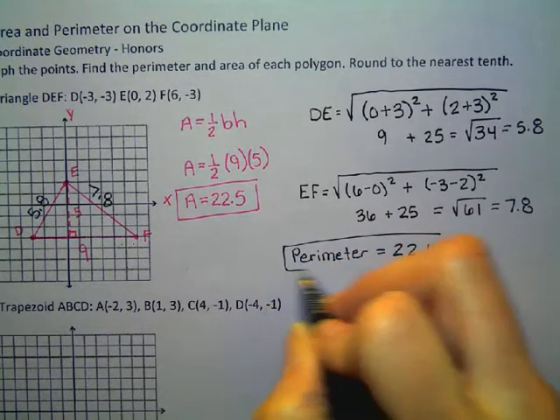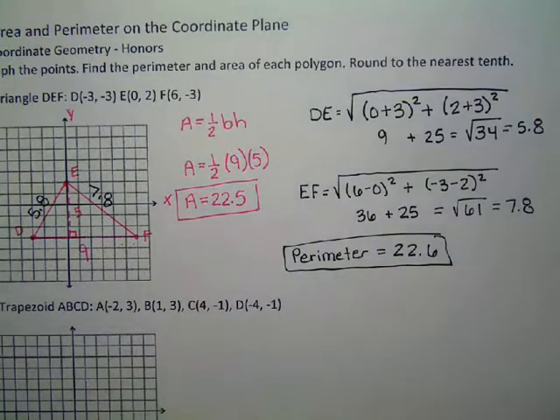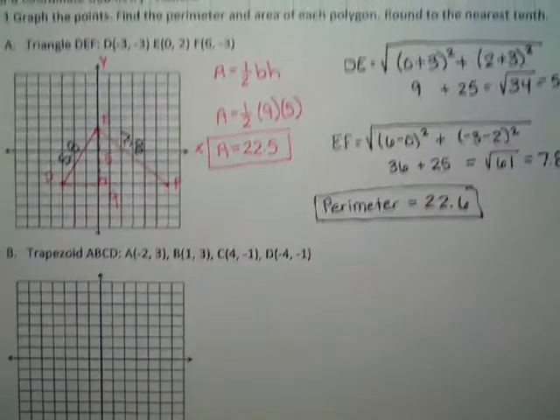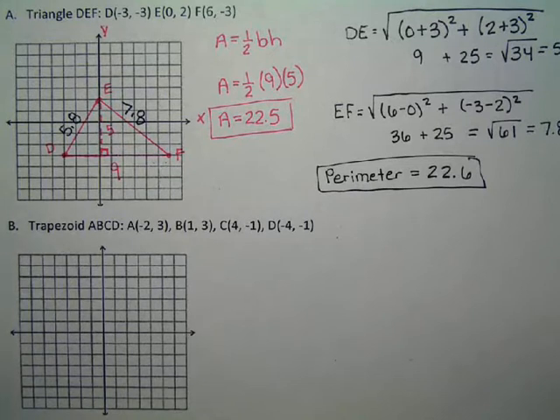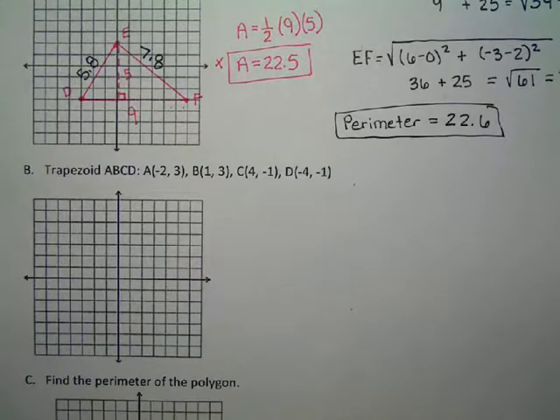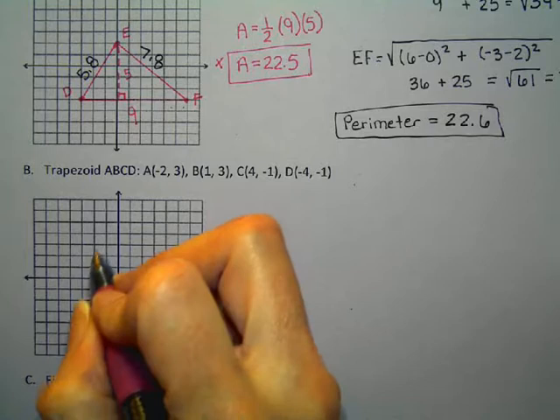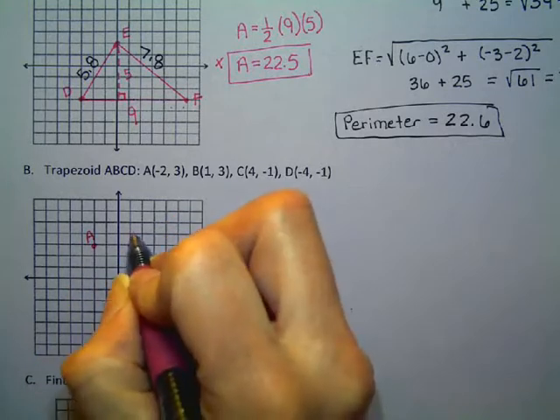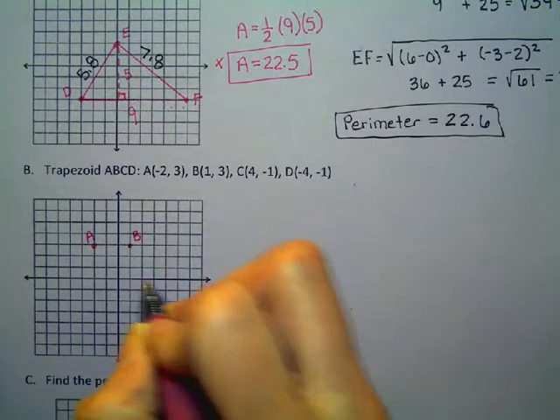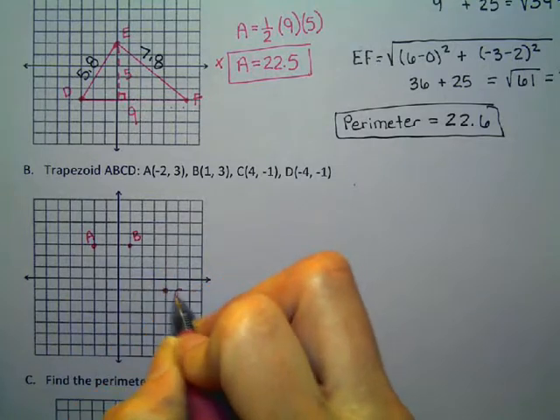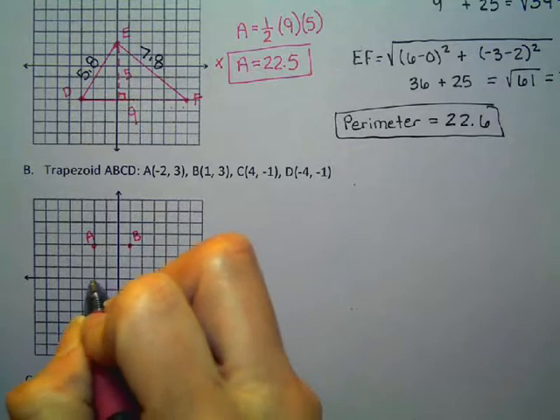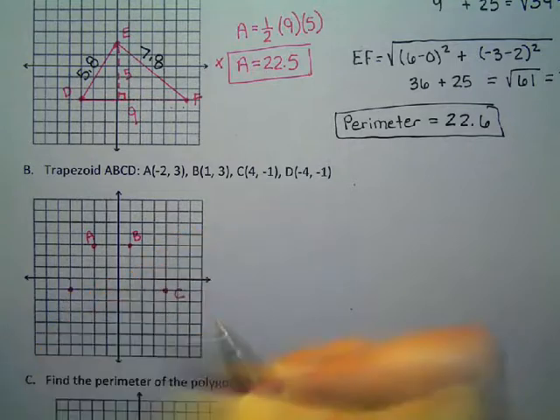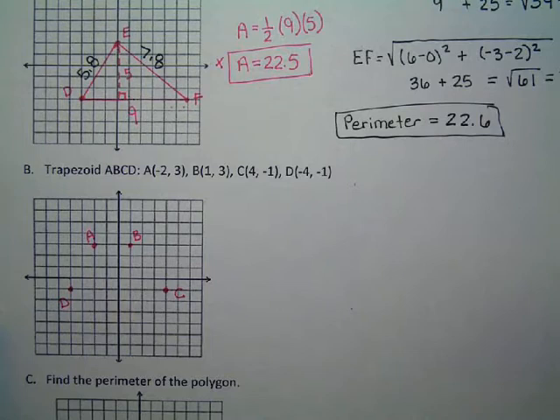And on these we don't have any measurements, so you could call it units or units squared, but we'll just leave it at that. Next one, we're going to draw a trapezoid. So this is reviewing a lot of our formulas we did last chapter. Just again applying it to the coordinate plane, so you have to find lengths a little different than we did last chapter. So let's plot our picture. -2, 3. 1, 3. 4, -1. And -4, -1. So this is our trapezoid.